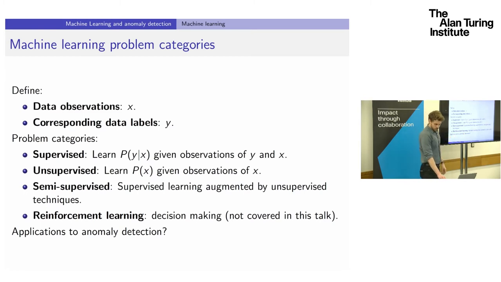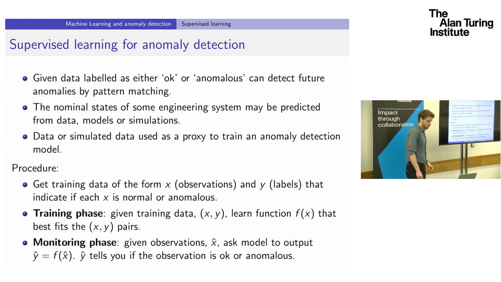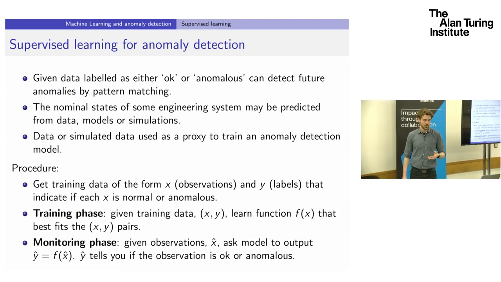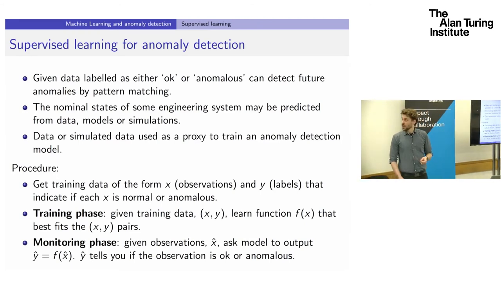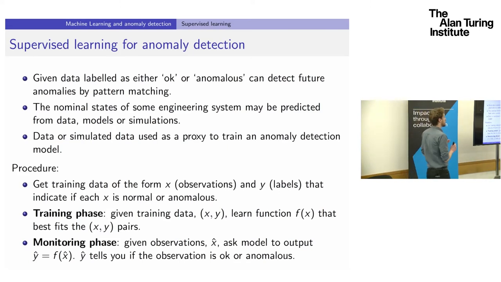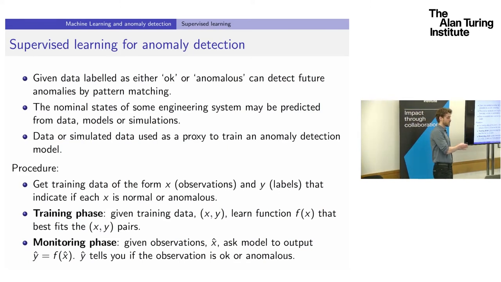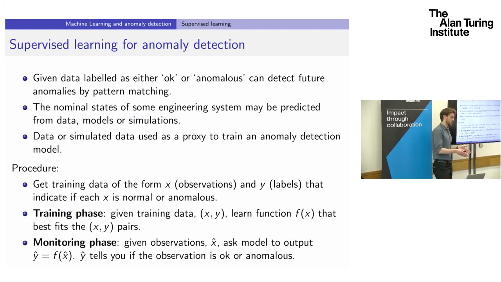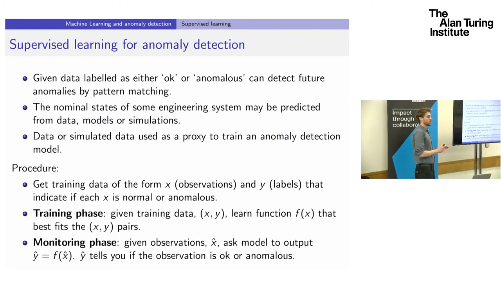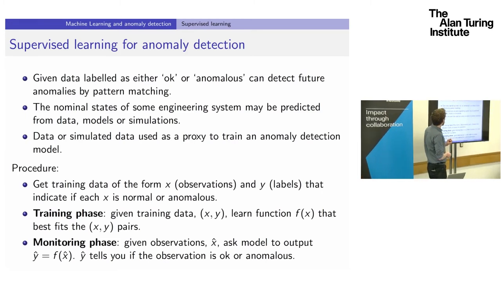So how can we use this? First we'll go over supervised learning for anomaly detection. The idea is that given data labels, so given a data set, time series or something like this, and a set of labels that say this is okay or this is not okay, we want to use a pattern matching algorithm to then observe future data sets and decide whether or not they are anomalous.